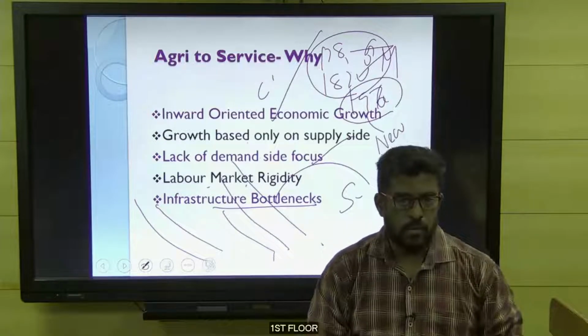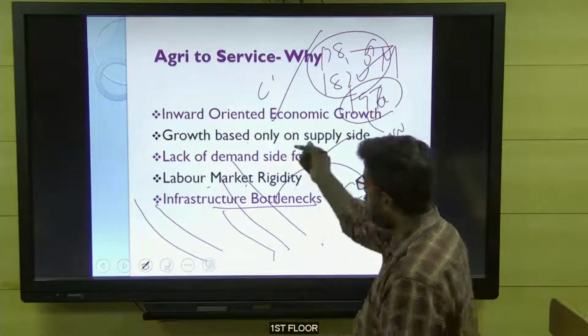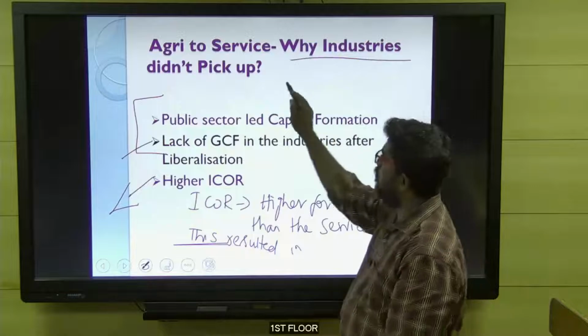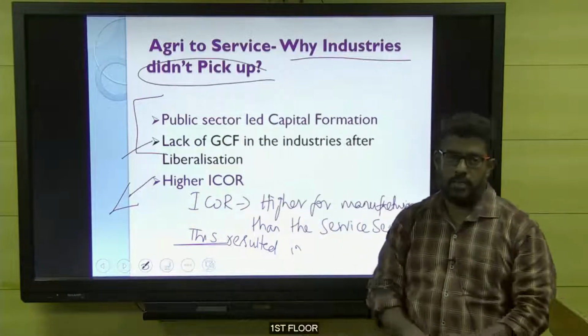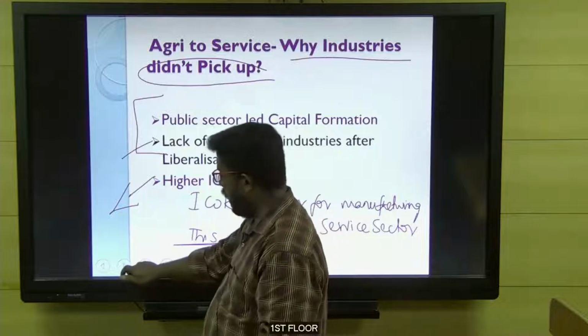So this is the reason why India made the jump and the secondary sector was unable to make the jump. So the heading is agreed to service, why the industries didn't pick up. Okay. So we have learned the points for this segment. So now we are done with this segment. Now I'm going to explain the next point.